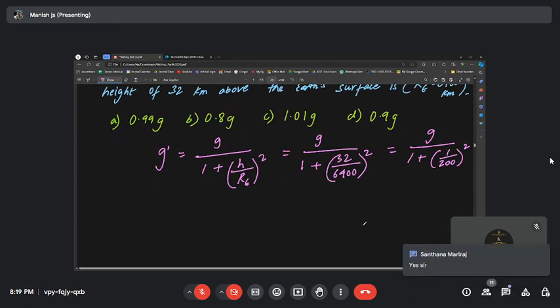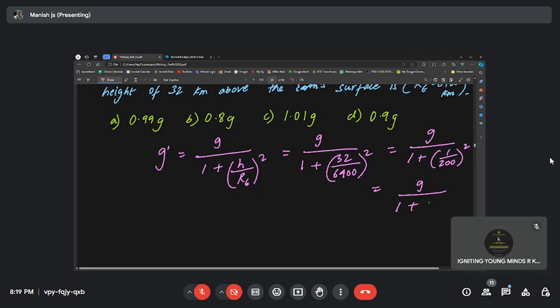And how much is 1 upon 200? 1 upon 200 can further be reduced, and you can write it as 5 into 10 power minus 3. Isn't it? We can write it as 5 into 10 power minus 3. So g upon 1 plus 5 squared is 25 times 10 to the power negative 6.